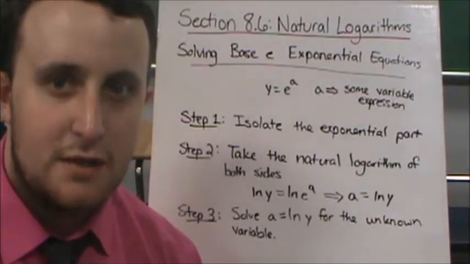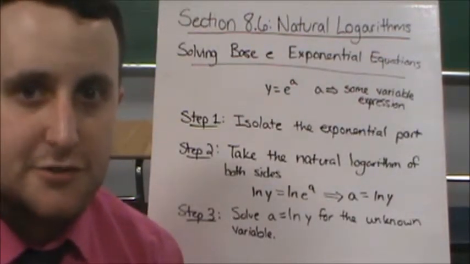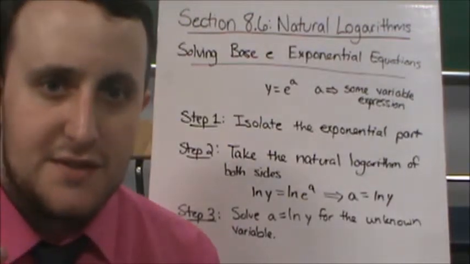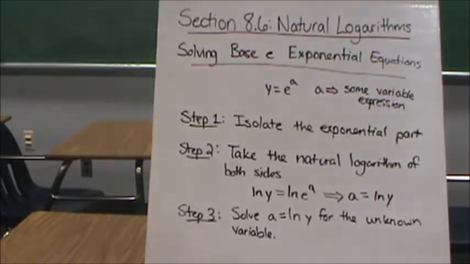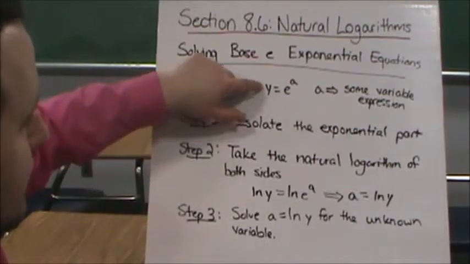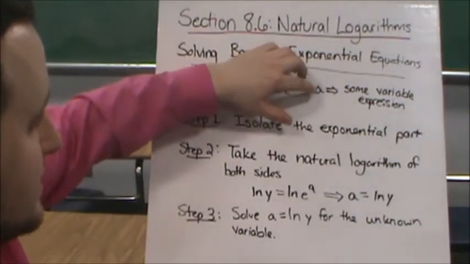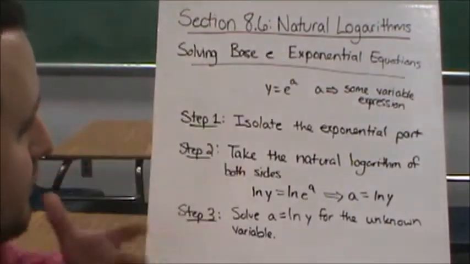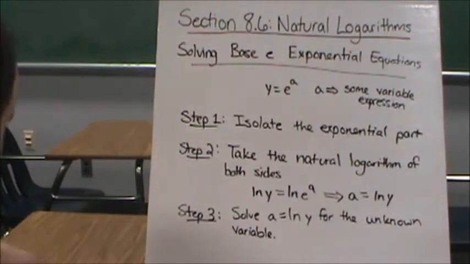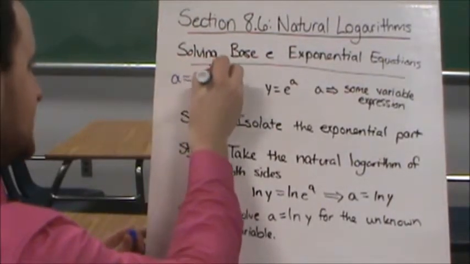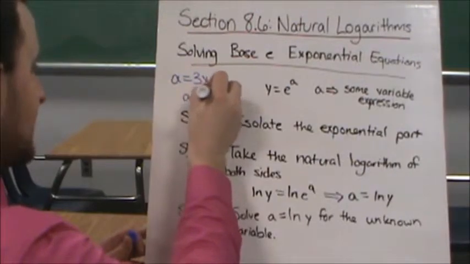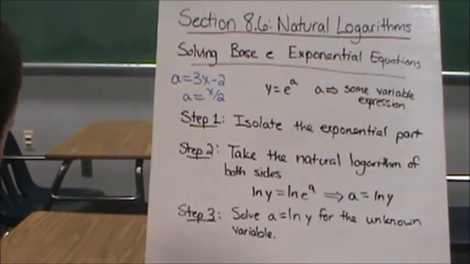So here's the process now for solving base e exponential equations. The process is exactly the same as solving regular exponential equations, but with a little twist on one of the steps. If you have y equals e to the a power, where a is some variable expression, we're looking to solve for that variable. Now, our variable expression a could be 3x minus 2, or a could be x over 2. It could be anything, just as long as there's a variable in there that we have to solve for.